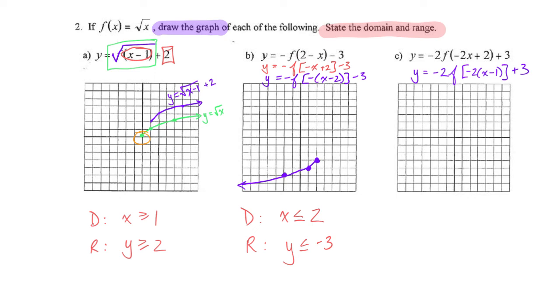Okay, we're going to go ahead and do the same thing as what we did before. There's my first key point on my square root function. Now I'm going to transform it.